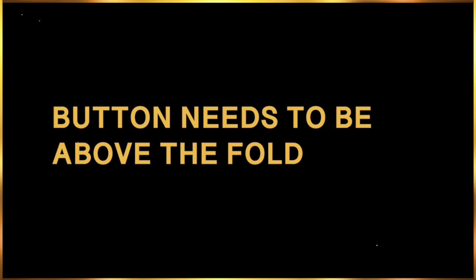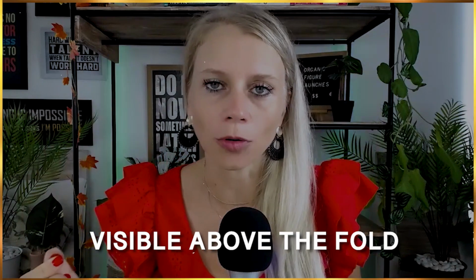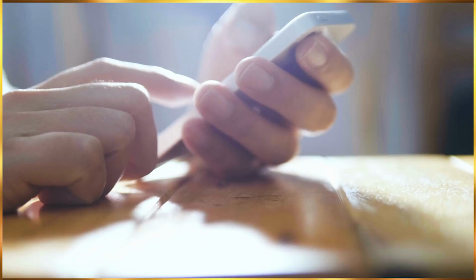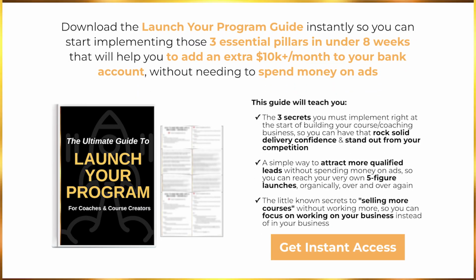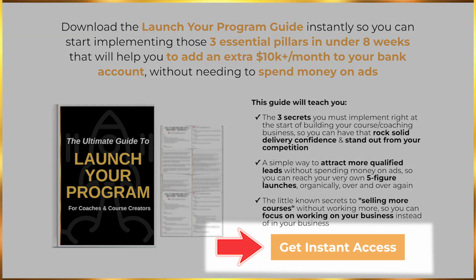And rule number 3, the button needs to be above the fold, or the opt-in form needs to be visible above the fold. What does that mean? You don't want to make people scroll down in order to take that action. The action needs to be above the fold, which means the upper area of the page, so people don't need to scroll.